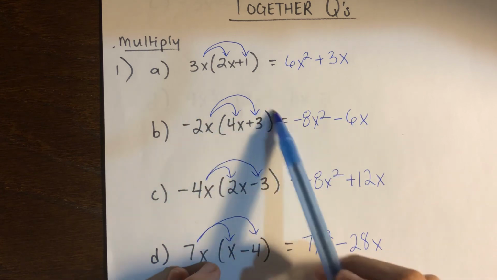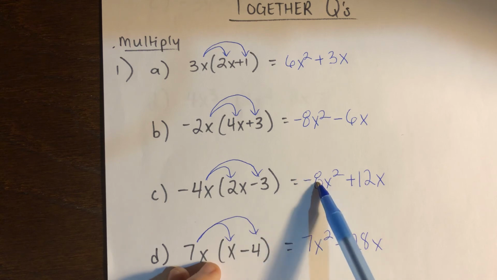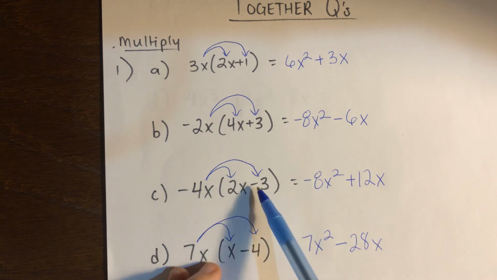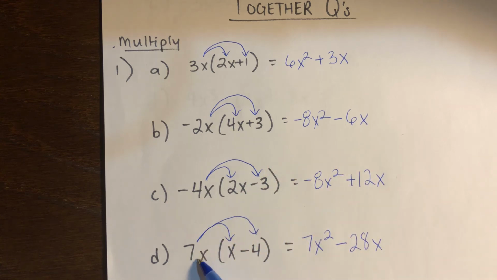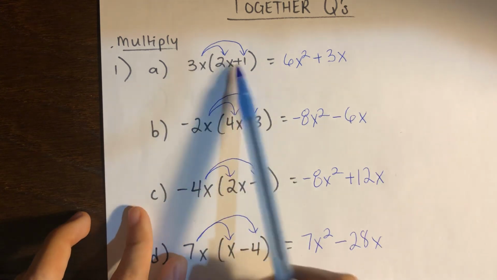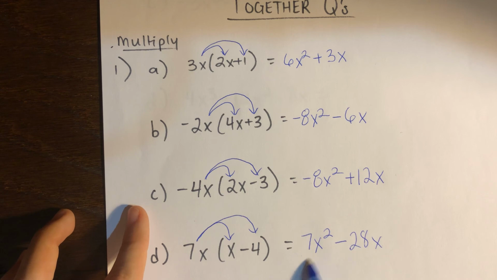So this x is also being distributed with the number. Negative 4x times 2x is negative 8x squared. Negative 4x times a negative 3 would give me positive 12x. Then we have 7x times x, which is 7x squared. And then 7x times a negative 4 will give me negative 28, and we bring the x to tag along. So we distributed and we got it into this form. Now when we're factoring, we're going to have this form and we need to go to this form. So we're going to reverse the process now.